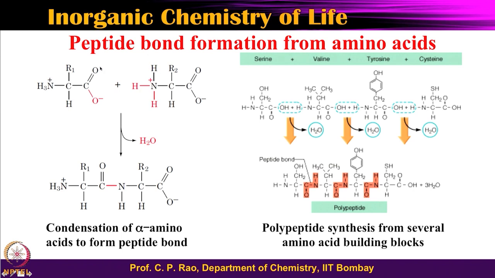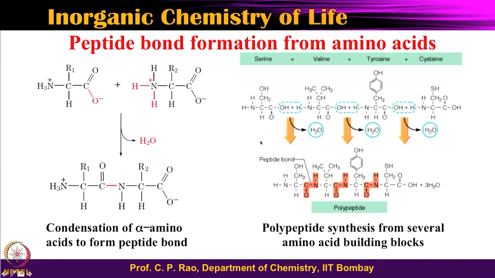So, amino acid 1, amino acid 2. You can see R1 and R2. Sometimes R1 and R2 can be the same, or they can be different. As you can see, the carboxylic of this and the amine of this interact together through the loss of water. So, you have an amine left over here and a carboxylic left over here. Therefore, this is referred to as the amino terminal or N terminal, and the carboxylic terminal or C terminal.